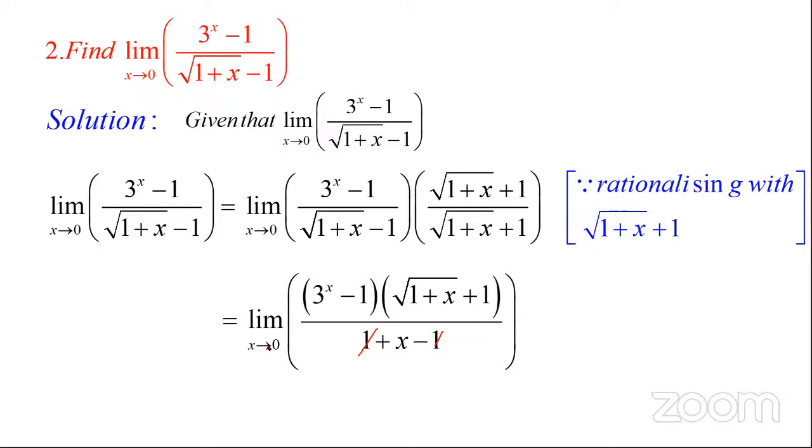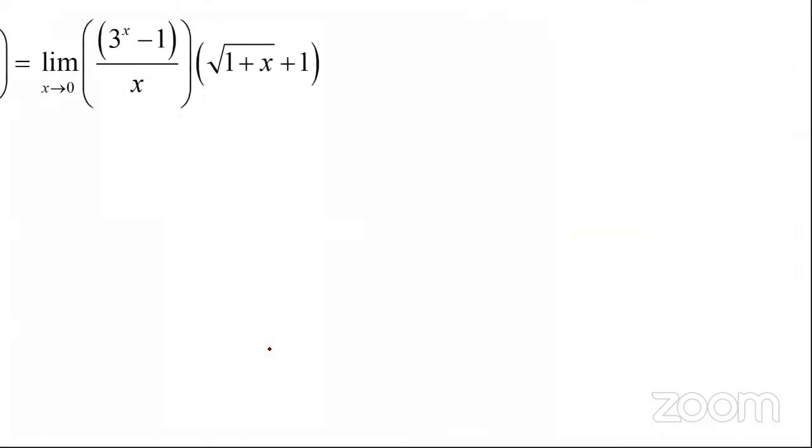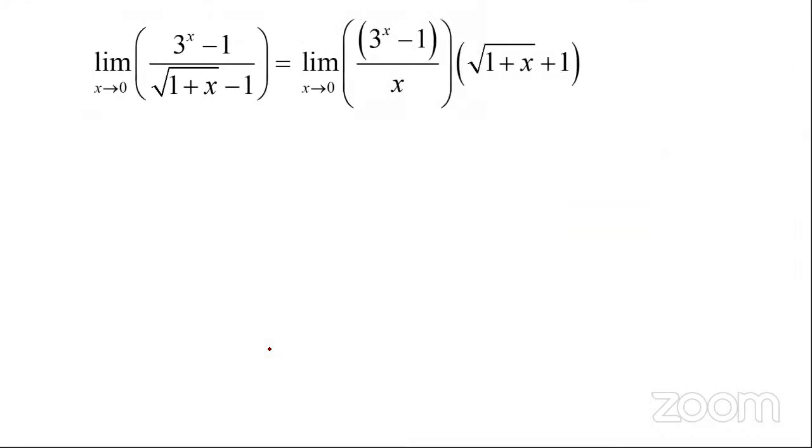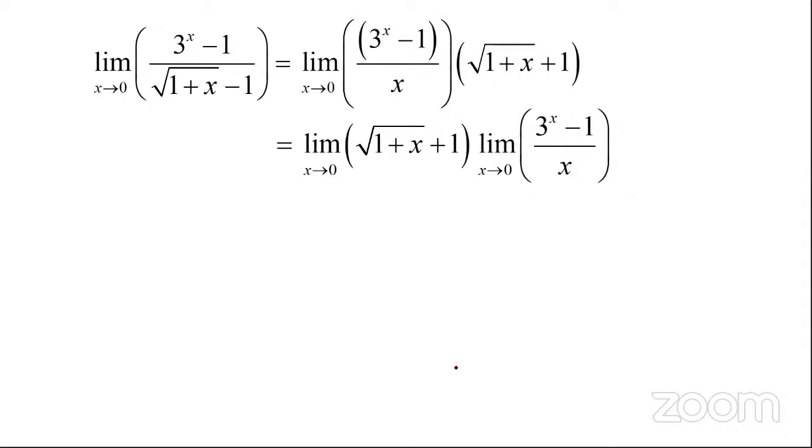In the previous one we have that a power x minus 1 by x value, so now we have to apply that formula. I am taking limit x tends to 0, 3 power x minus 1 by x into root of 1 plus x plus 1. Then apply separately: limit of f into g of x is limit f of x into limit g of x, we can write. That's why I'm writing it this way.